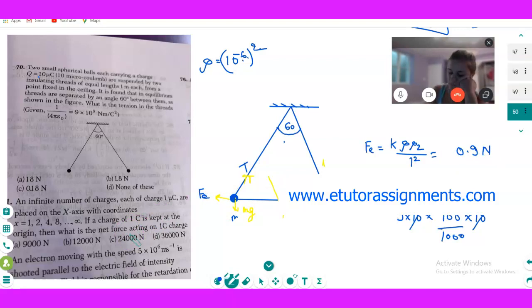Tension. Three forces are there in equilibrium. You have to calculate the tension. Yes, they're asking for tension. So it's going to be like this.